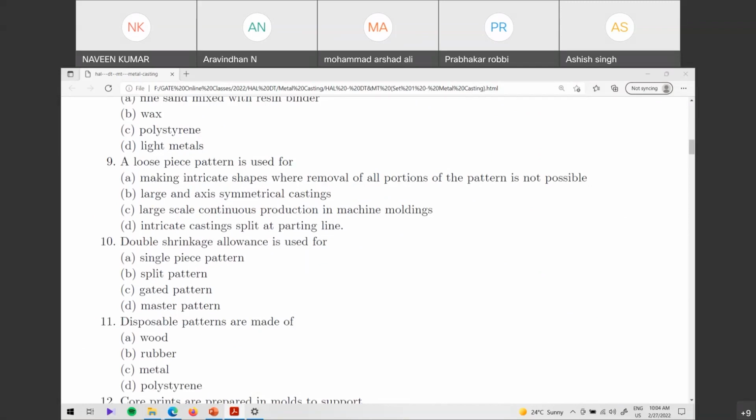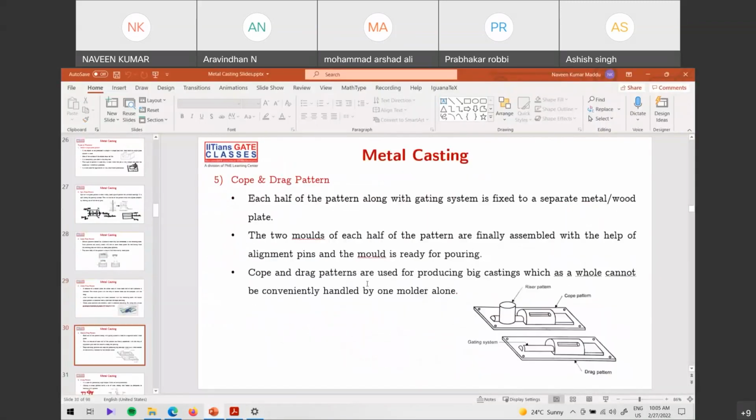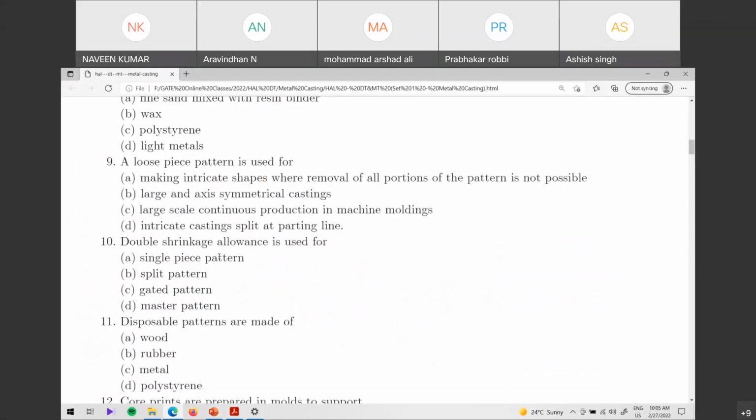Okay. Somebody is saying A and somebody is D. Guna, I feel you have to check your answer. In loose piece pattern, did we even see a parting line? Please go to loose piece pattern. Are we having any parting line here? We don't have any parting line, right? So the answer is A. You're right.